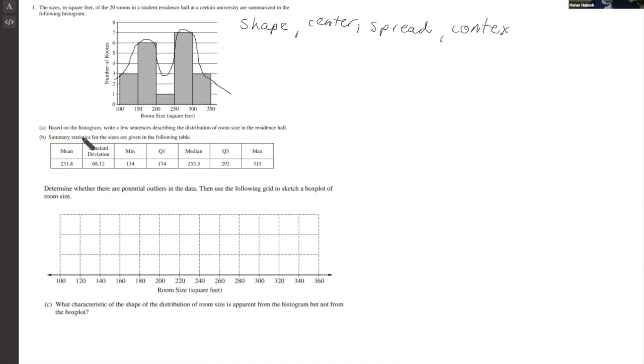So B, summary statistics for the sizes are given in the following table: mean, standard deviation, and the 5-number summary. Determine whether there are potential outliers in the data, then use the following grid to sketch a box plot of room size. Go ahead and take a minute there.